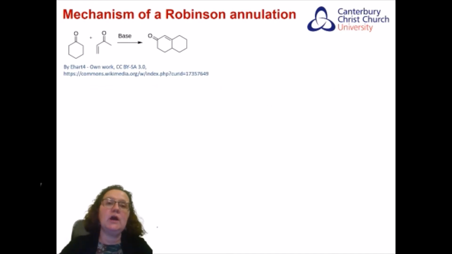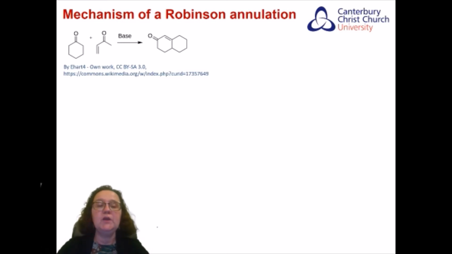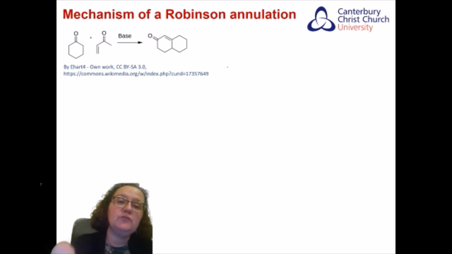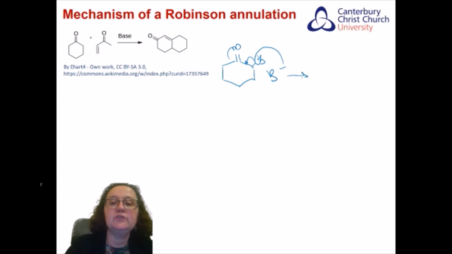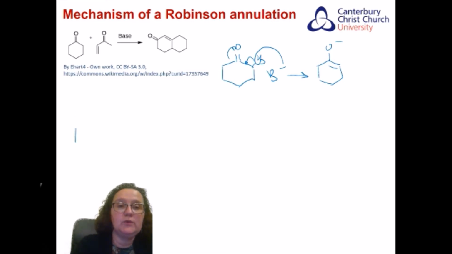So I hope you had a go at trying for a mechanism for the Robinson annulation. It's not very straightforward. It can be quite confusing at the beginning, and it's all based on playing with the keto and enol forms of both ketones, both the cyclohexanone and the conjugated ketone. So the first step is to form the enol form of the cyclohexanone by using a base. And let's say one of these hydrogens here, that produces a movement of electrons, and the enol form of the cyclohexanone is formed. And it will be that enol form that reacts with the conjugated ketone, your other fragment of the molecule.